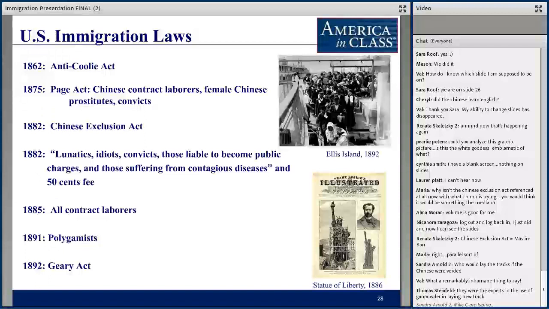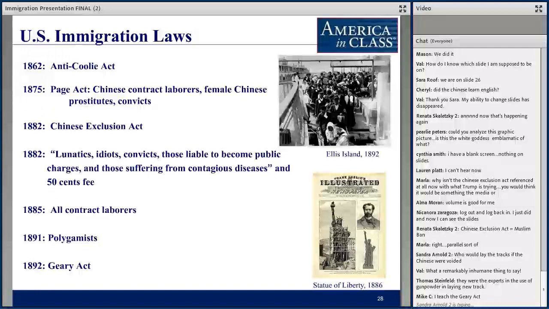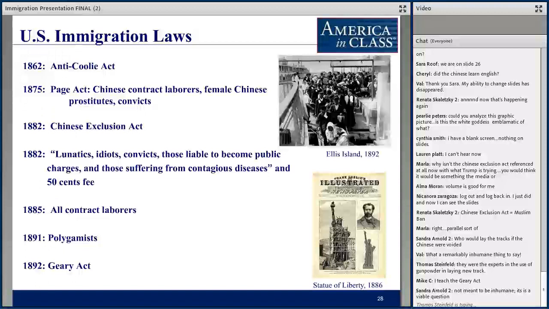The 1892 Geary Act was the extension of the Chinese Exclusion Act, but it had a few enhancements. The first is that it required all lawful Chinese immigrants in the United States to register with the federal government. Two, it had a provision for the rounding up and deportation of those Chinese immigrants who refused to register or could not register because they were not lawfully in the United States.